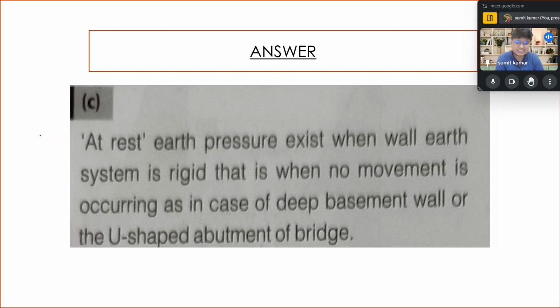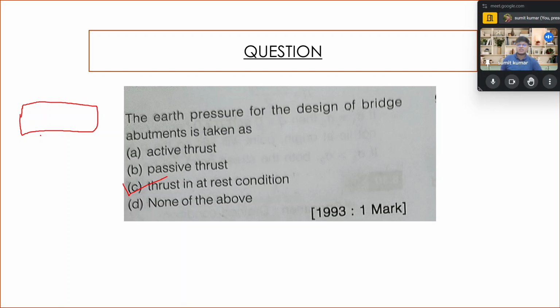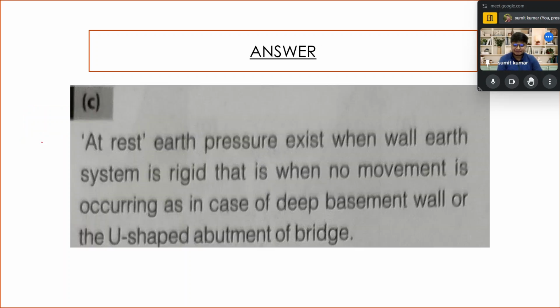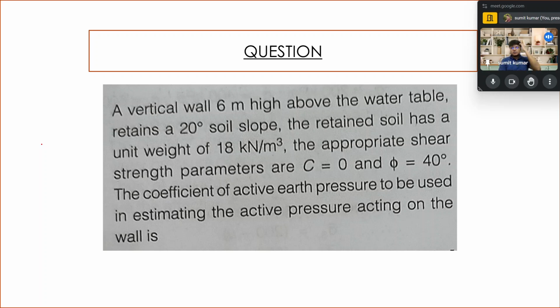The earth pressure exists when the wall system is rigid, that is when no movement is occurring, as in the case of the deep basement wall or the U-shaped abutment bridges. So these are the aspects which we came across when we talked about this problem. I think you developed the understanding of what we are talking about: for the design of bridge abutment, there is no active thrust, no passive thrust. The thrust is in the at rest condition, and why it is at rest also got discussed. Okay, now we are moving to the next problem.